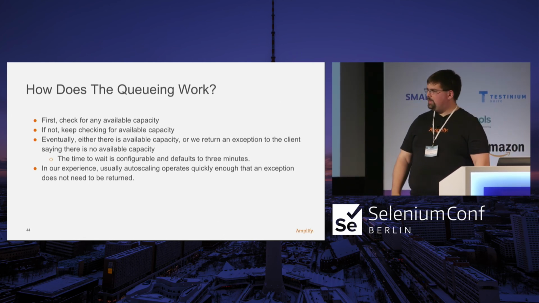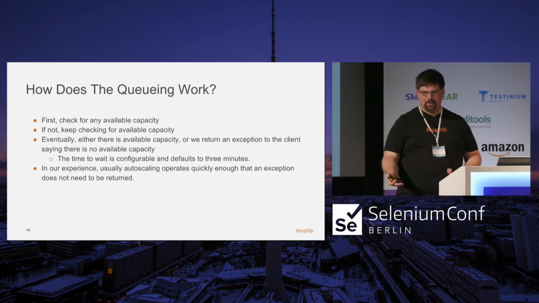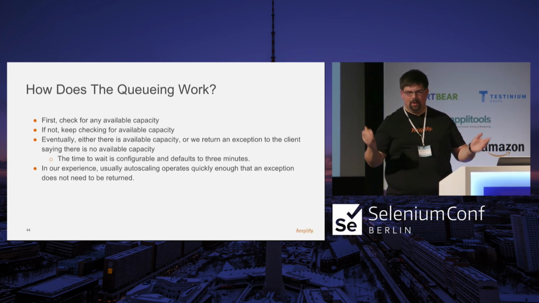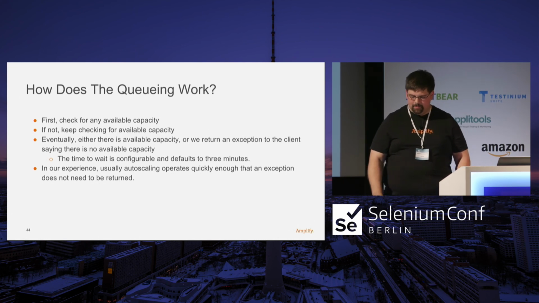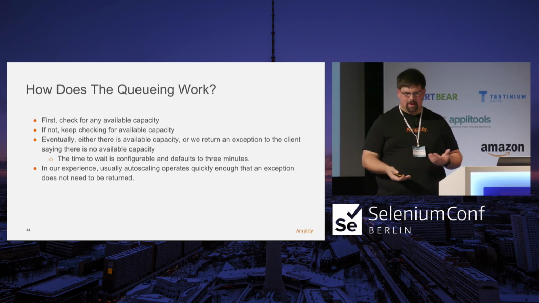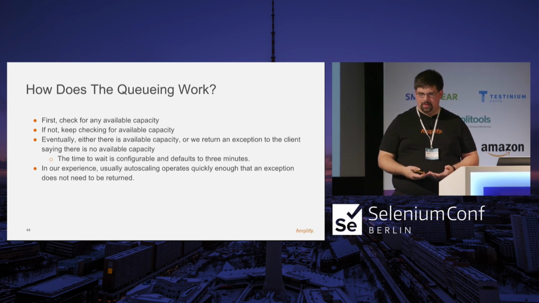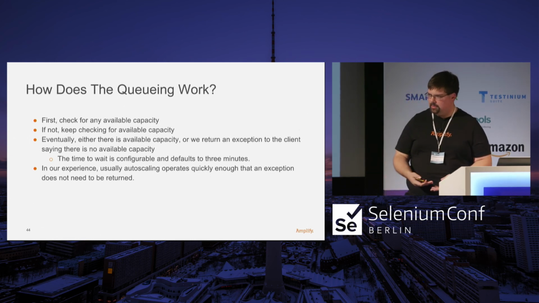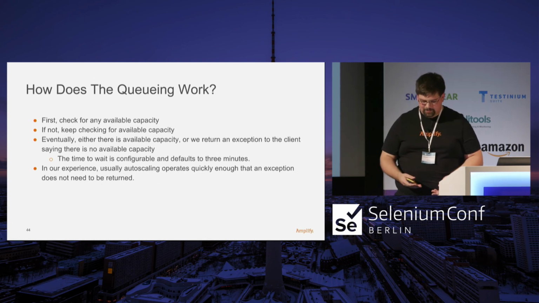What we did here is we made the time to wait configurable. So right now it defaults to 3 minutes. It's just like the Selenium Grid Hub. You can set it to -1 and have it be infinite. You can set it to any sort of integer of seconds you want it to be. In our experience, autoscaling sort of operated fast enough that 3 minutes worked well for us. We didn't really have to worry about the exceptions, handling them, stuff like that. After 3 minutes, either a hub has come up or, well, usually it's come up.